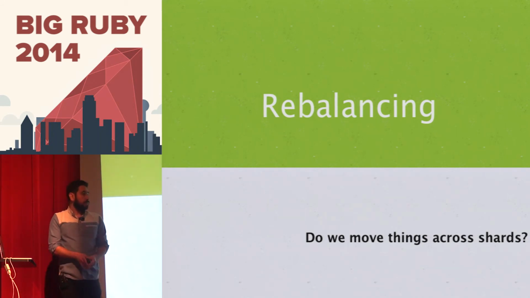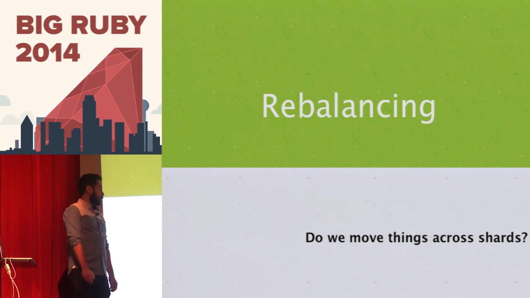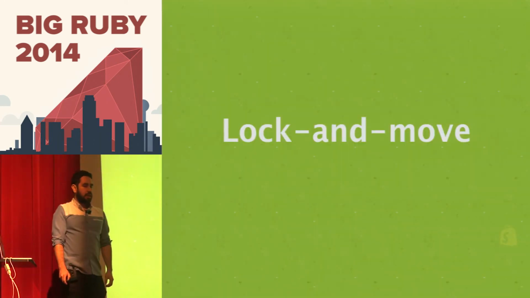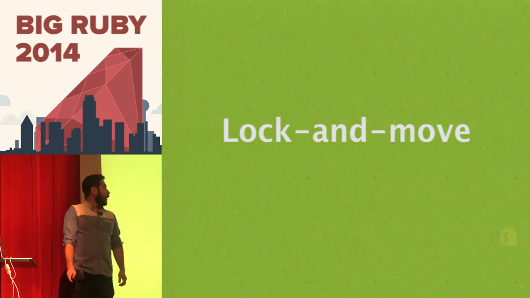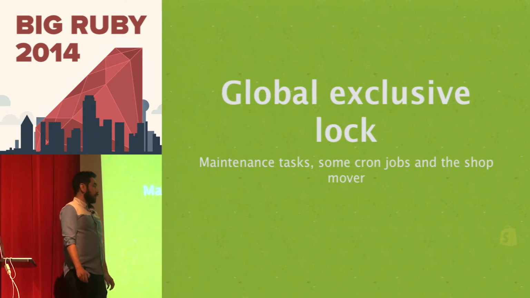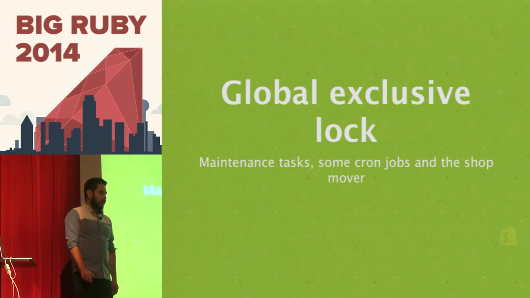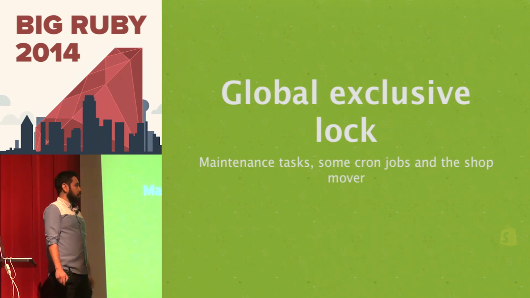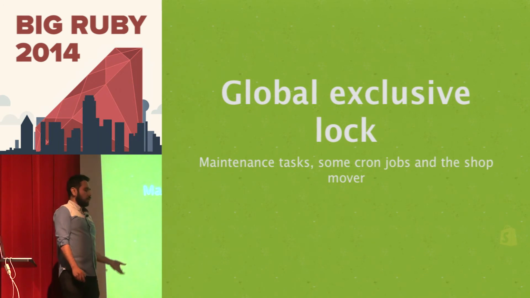What about rebalancing? Do we want to move things across shards? Well, the answer is yes. We took the safety-first approach. We lock a shop entirely and then get it moved. We have two levels of locking. We have an exclusive lock that is taken by maintenance tasks or some cron jobs. Why? Because we have less control over what these kinds of things do. They can just go and update everything on a shard at the same time, and you don't want to touch data that is in flight.